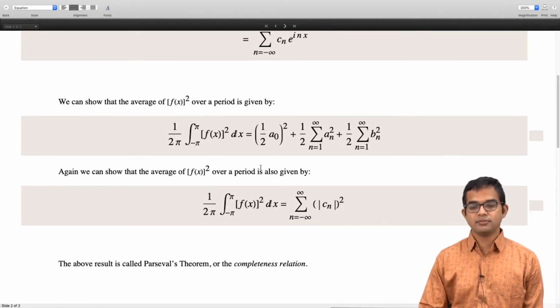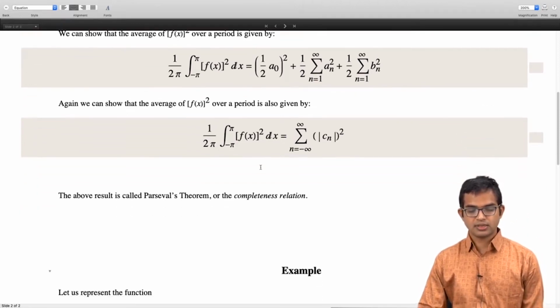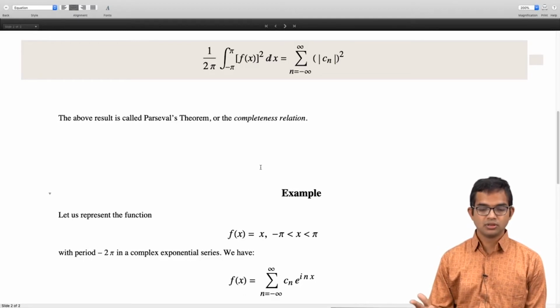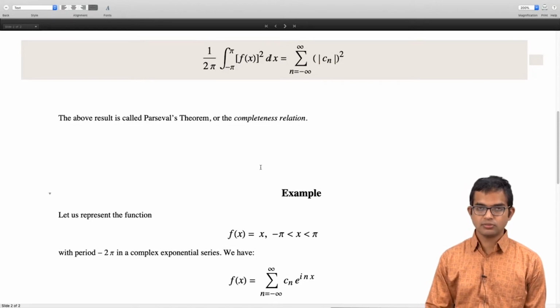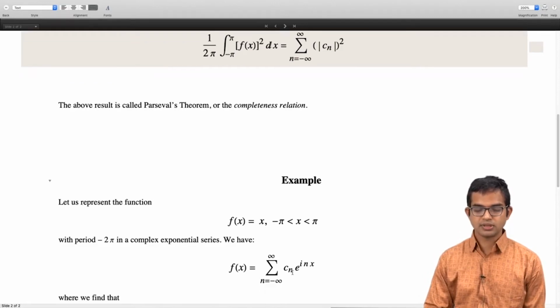Let's look at a beautiful application of Parseval's theorem. Let's consider this example: f(x) = x from minus pi to plus pi, with period 2 pi. We write it as a complex exponential series. So we want to work out these coefficients Cn such that f(x) is this infinite series.